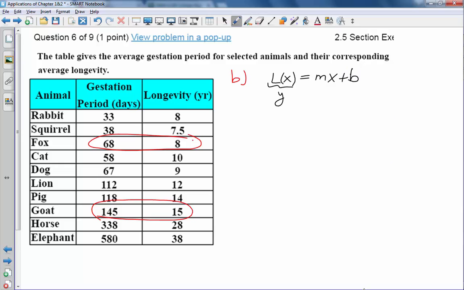Well, to write a line equation, we need the slope first. Slope is rise over run, correct? Rise is the difference between y coordinates. So I subtract 15 and 8, which is 7. Run is the difference between x values, which is 145 and 68.